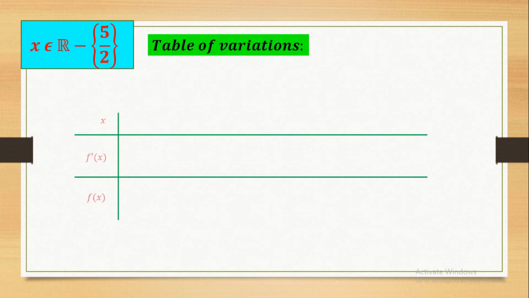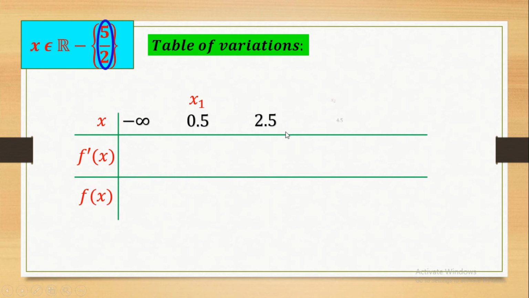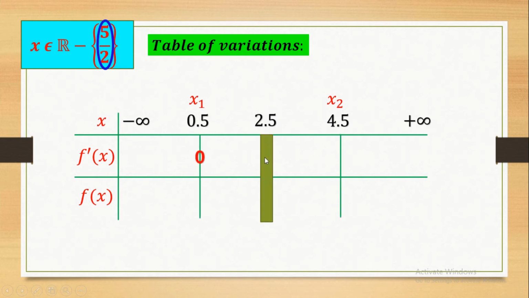How do we write it? First of all, we put x, f prime of x, and f of x. X varies from minus infinity to plus infinity, but we should write the roots x1, which is 0.5, and we should keep in mind to write the main condition, x equals 5 over 2, which is 2.5, and the second root x2, which is 4.5, and plus infinity. First of all, f is not defined at 2.5, so we write it in this way. And at the roots x1 and x2, we have f prime of x equal to 0.